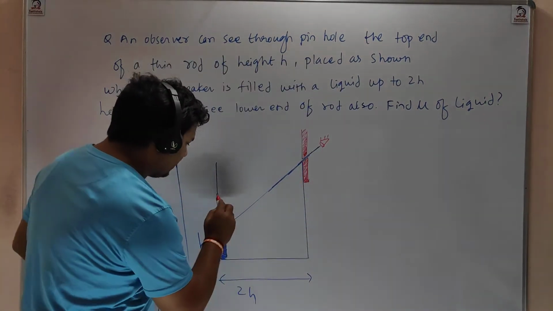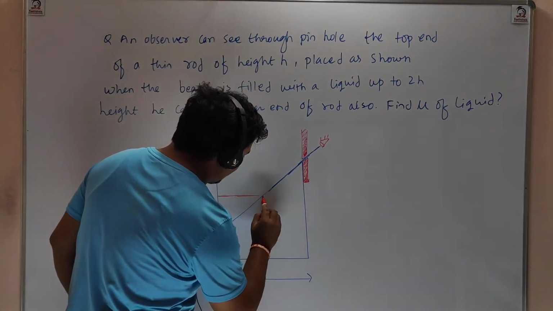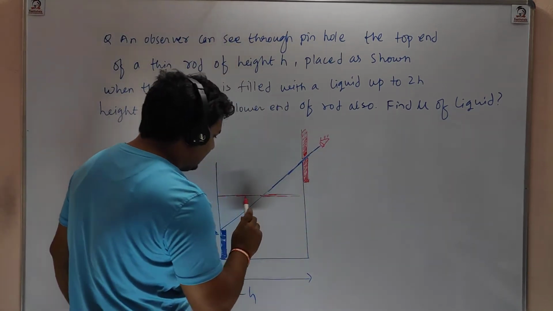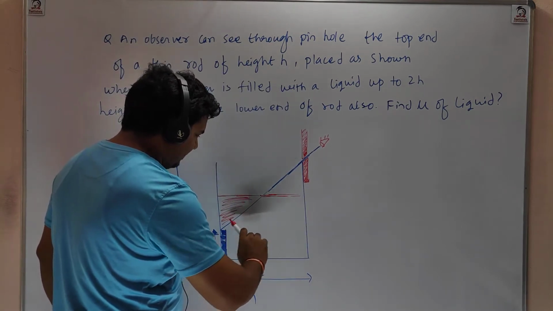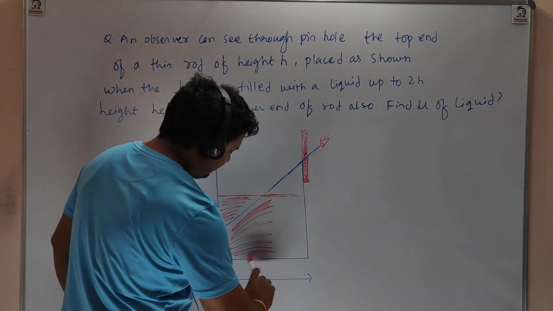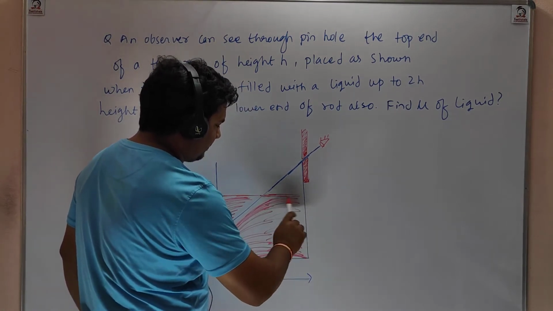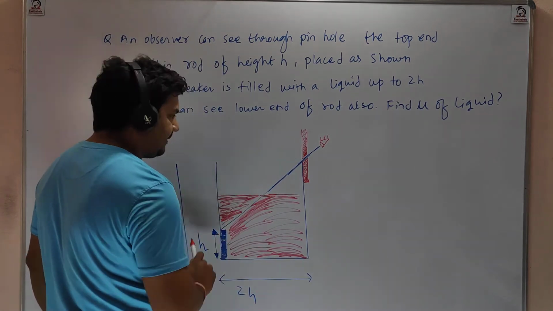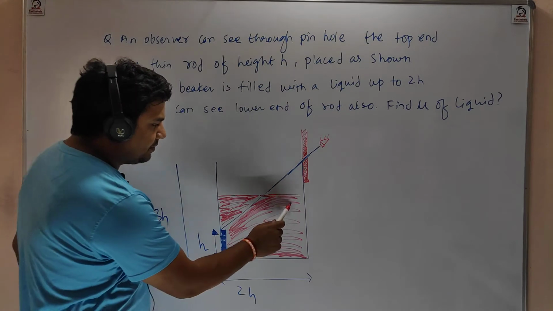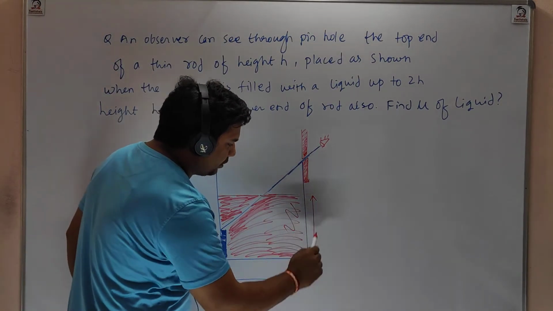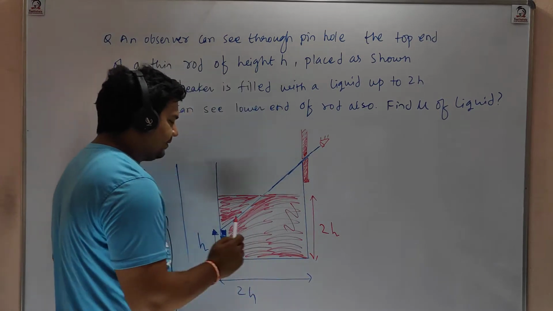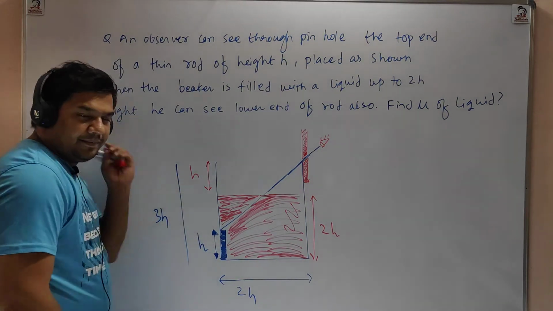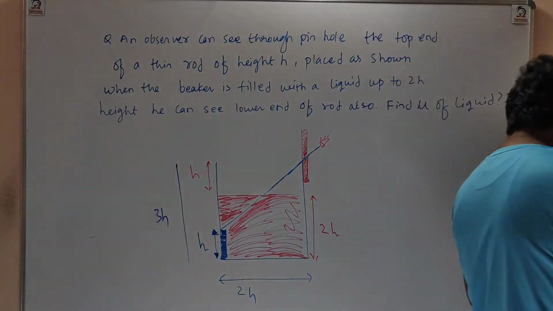Yes. Suppose liquid is filled till this height 2h. Agree? Till height 2h we filled the liquid. H height is still empty. Then the person can see the bottom of the rod. Why? Why can this person see the bottom of the rod? See this.